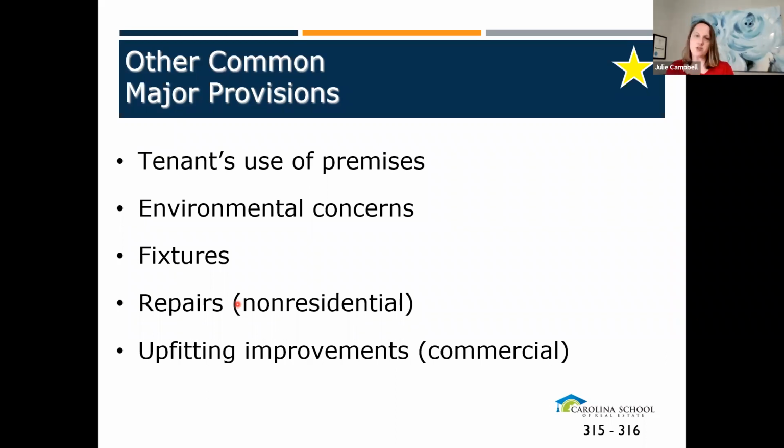The tenant's use of the space, particularly in a commercial lease. If it's a lease for an office park, the tenant probably won't be able to open up a bar, right? So it's got to be an office space in the office park. So if there's a particular use that the tenant has to have, that needs to be spelled out.